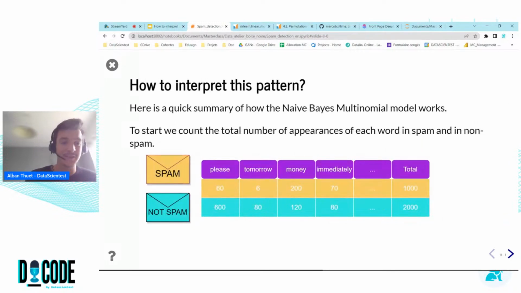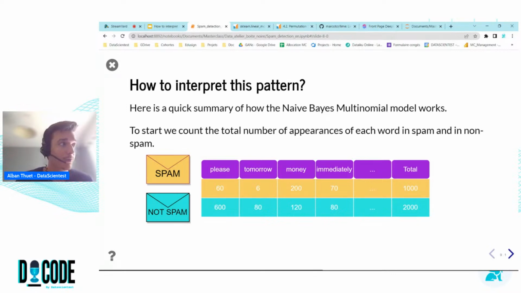So naive Bayes is a pretty simple model. In fact, we'll try to explain how it works quickly, and then we'll try to interpret it. Concretely, generally speaking, over the 1,000 spams that I have in my data set, the word please appears 60 times. And in my 2,000 not spam emails, I have 600 emails with the word please. So when I see the word please, I have a strong opinion that it will probably not be a spam, because here it's more likely to be not a spam. It is the same principle with tomorrow, where there are a lot more tomorrow words in the not spam category than in the spam category.